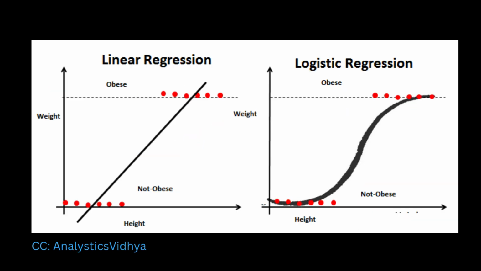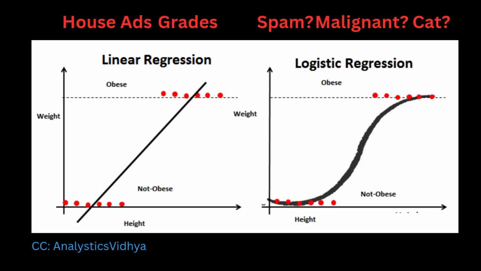So, if you want to predict the price of a house based on features, revenue based on ads, or estimate student grades based on past data, you may want to use linear regression. And use logistic regression to see whether an email is spam or not, whether a cancer is malignant or not, or whether an image is of a cat or not. And by the way, even big firms use this algorithm to show us ads based on the probability of whether we may like them or not.